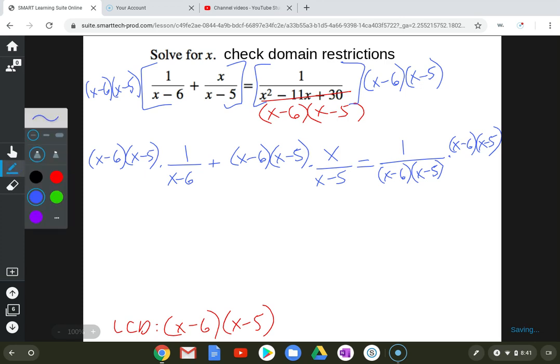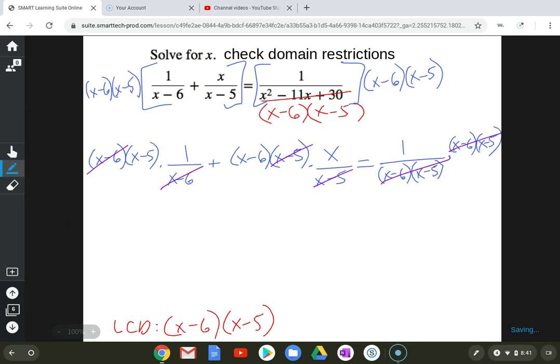So let's go ahead and do some canceling. So this first term, x minus 6's are gone. Second term, x minus 5's are gone. Right-hand side, the whole LCD cancels. So if we write what's left, whoops, I don't want to put an equal sign. We have x minus 5 plus, there's an x here, x times x minus 6 equals, everything canceled on the right-hand side. We're just left with 1. So we have x minus 5 plus x squared minus 6x equals 1.